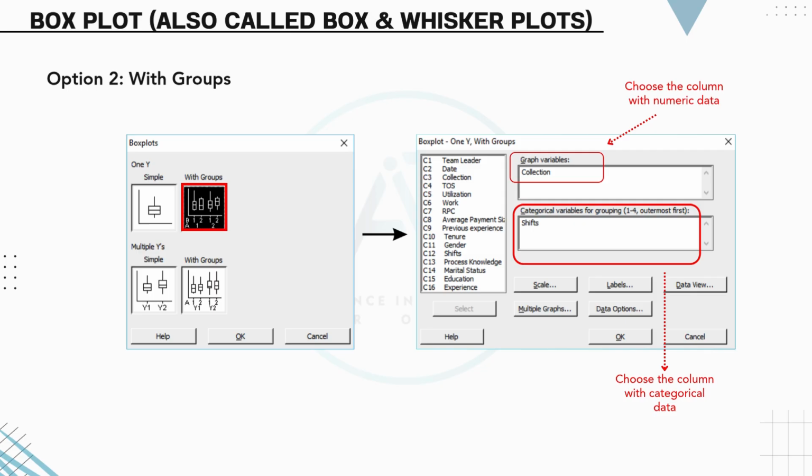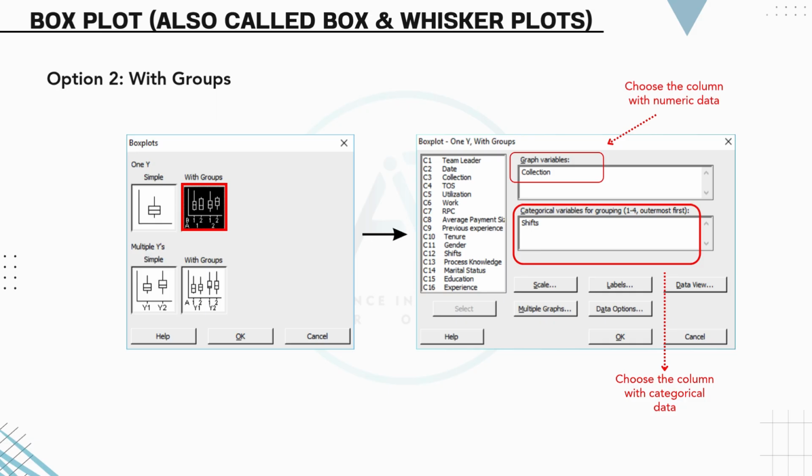Once you select this option and click OK, the setup window shown on the right appears. Here's how to fill in the fields. Under Graph Variables, choose the numeric column you want to analyze. In our example, it's collection. This is the quantitative data you'll be visualizing.